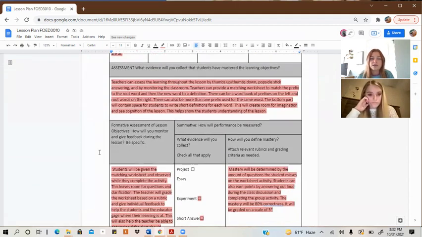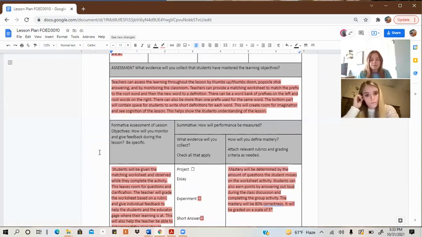So, assessment. Teachers can assess the learning throughout the lesson by thumbs up or thumbs down. They could ask if students understand, and the student could just show it in front of their chest so the whole class doesn't have to know. You could do popsicle stick answering, where the teacher asks questions and randomly calls on students by drawing their name. They can also assess by monitoring the classroom throughout the lesson.